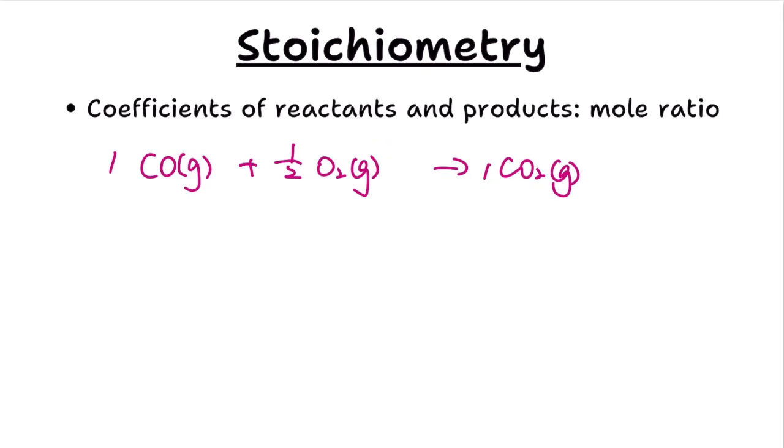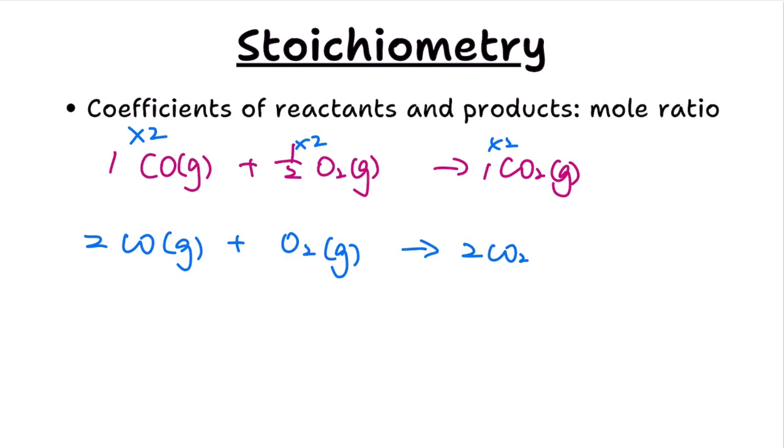Then it will be 2 carbon monoxide in gas reacts with 1 oxygen gas to produce 2 carbon dioxide in gas, which means that the mole ratio of the carbon monoxide and oxygen that react with each other is 2 mole to 1 mole. So it can be 4 moles and 2 moles, it can be 6 moles to 3 moles, it can be 10 moles to 5 moles.